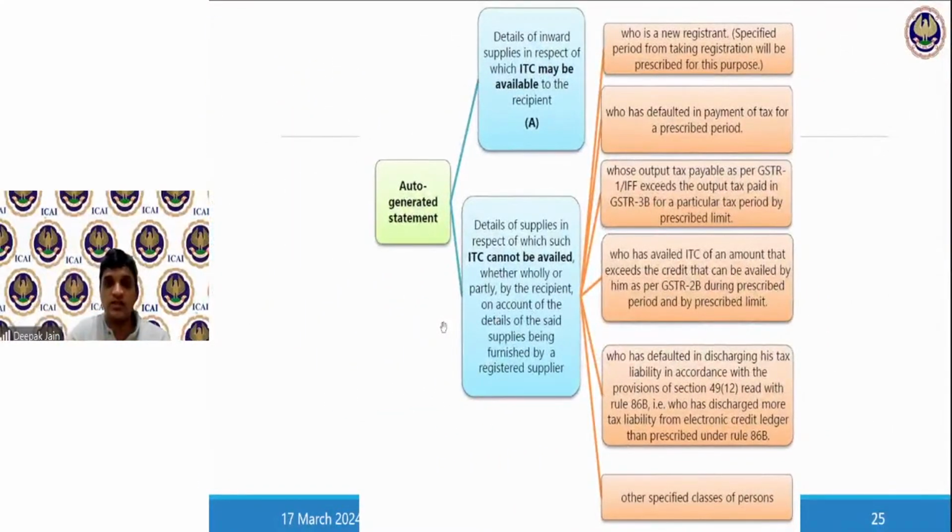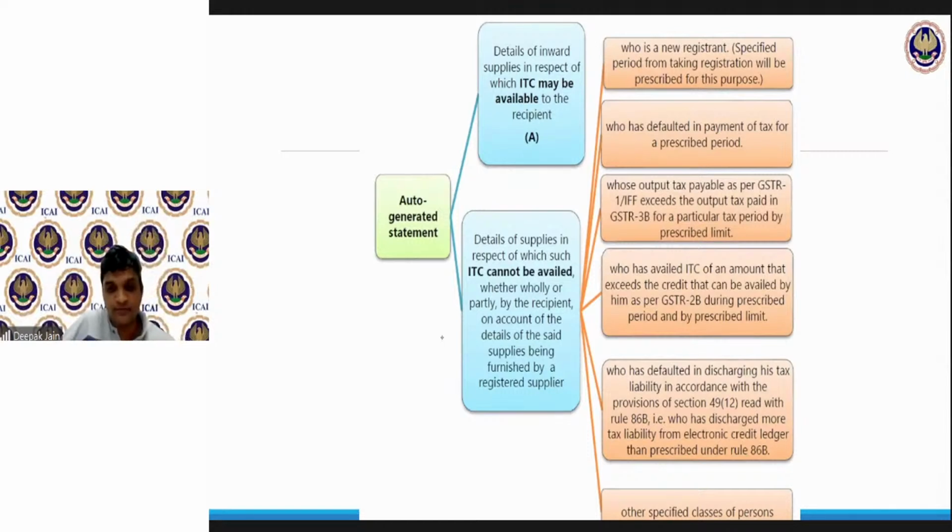One is this has not come in as a rule. Second is we don't have to bother because the government says that they will give an auto-generated statement. So we do not have to go and find out whether the ITC he has claimed is more or less, whether he has claimed correct ITC or not. The system will calculate this and give us an auto-generated statement. Since the rules have not come, this is not fully implemented, but we need to know that it is there in the Act. You have read section 38 on input tax, very good.